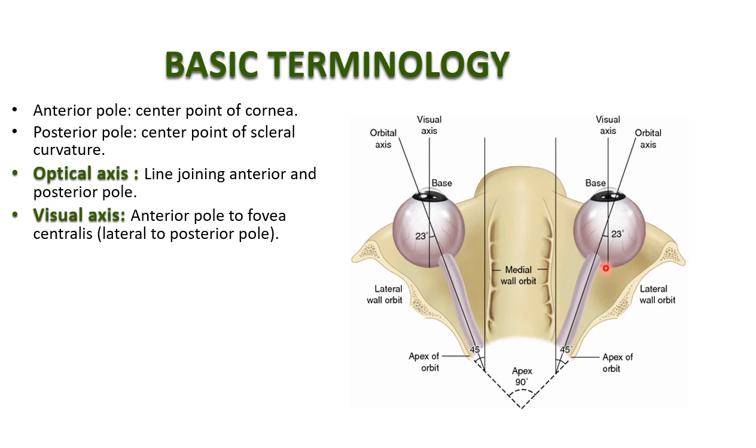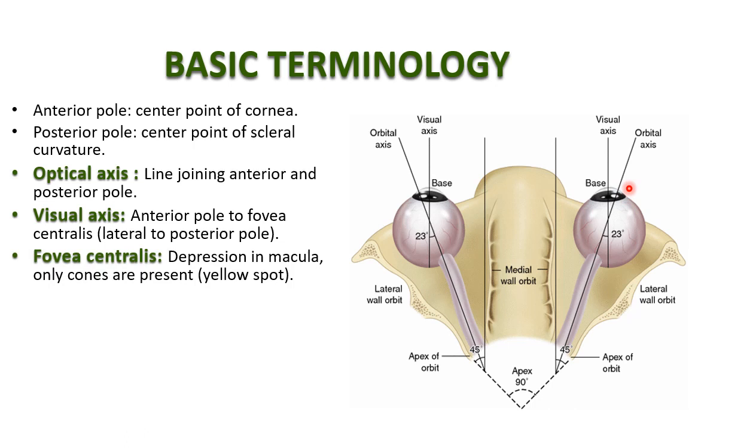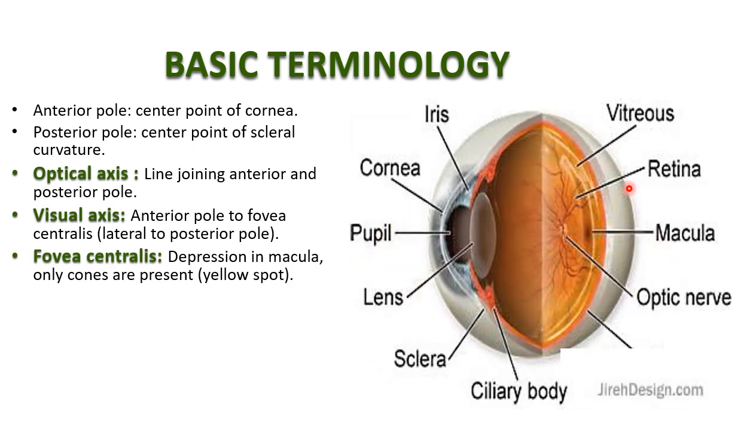Both the visual axis and the optical axis will merge when the eyeball is slightly abducted. The fovea centralis, as I told you, is a depression in the posterior wall, and it is also called the macula or yellow spot, because it is mainly populated with cones, and it is also the area of discriminative vision.